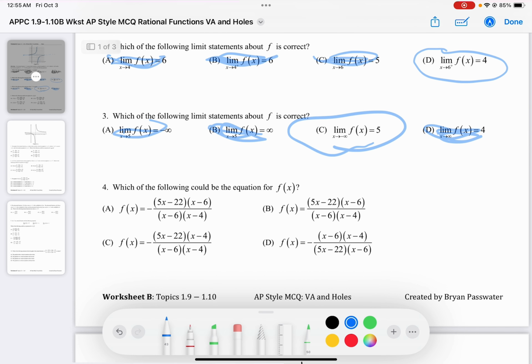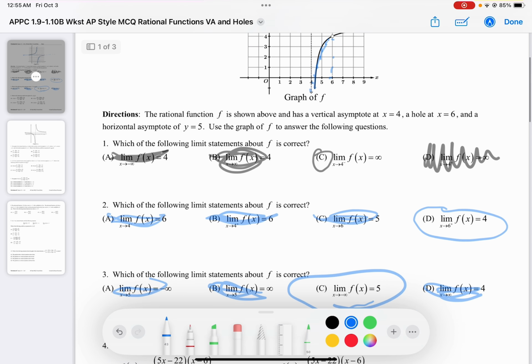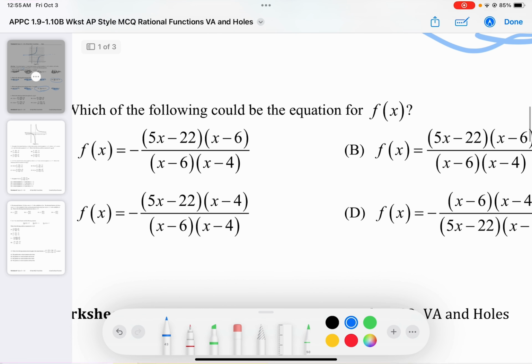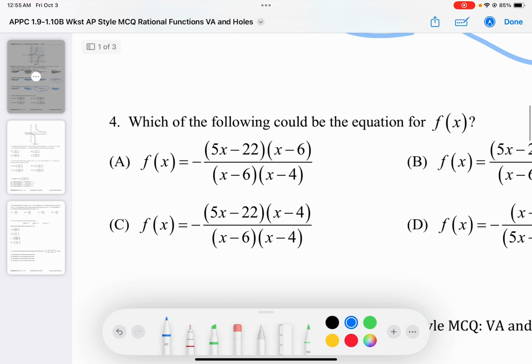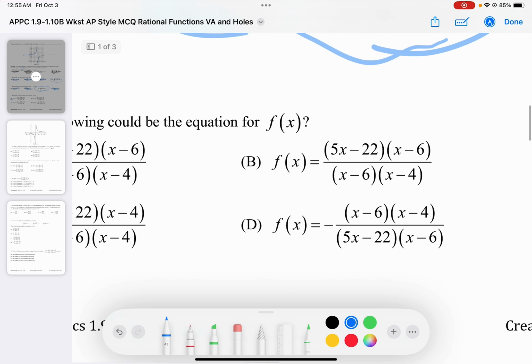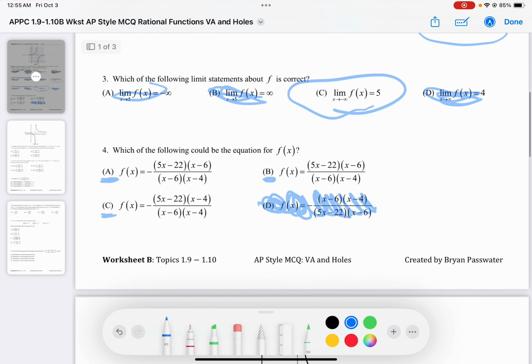All right, last question I'm doing with y'all. Which of the following could be the equation for f of x? Well, all right, let's dive in here. What do we know about this? We have a horizontal asymptote at y equals 5. So our leading coefficients divided by each other need to be 5 over 1. That A's in play. B's in play for the horizontal asymptote. B and C are in play. D is not in play. This is 1/5. We'd have a horizontal asymptote at 1/5. So each piece of information is going to let us eliminate an answer.